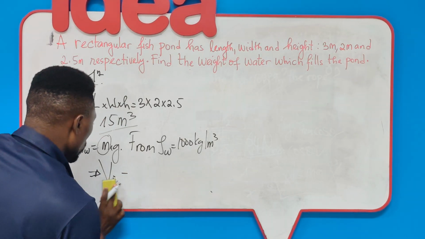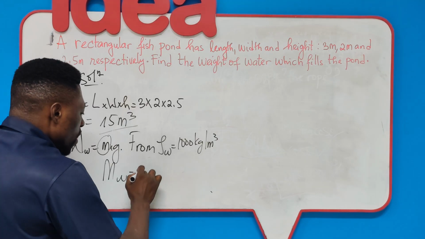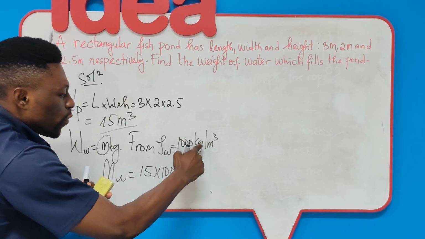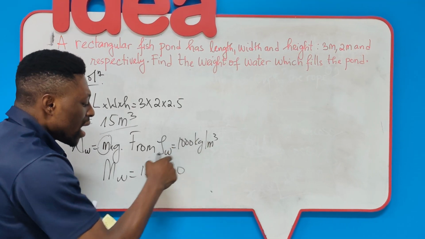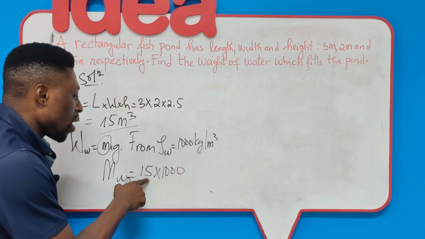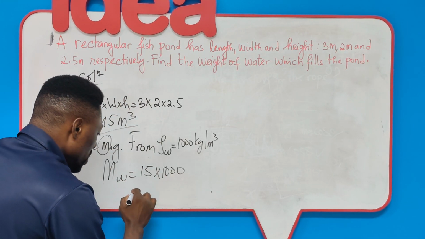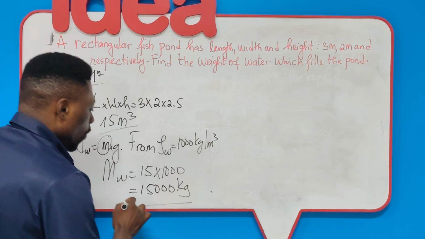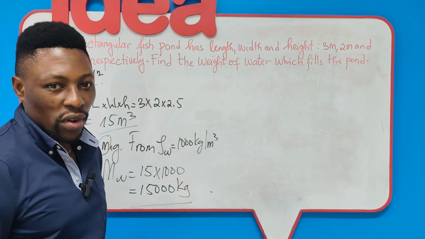All right, so in accordance with this, the mass of the water which fills the pond is going to be 15 times 1,000, because if 1 meter cubed of water has a mass of 1,000 kilograms, then 15 meters cubed of water will have a mass of 15 times 1,000 kilograms, which gives us 15,000 kilograms of water. This is the mass of water necessary to fill the pond.